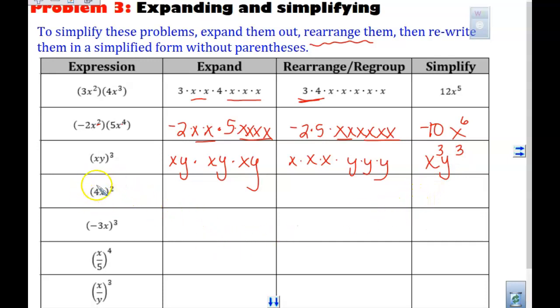Carson, how many x's do I need to write down in that next one? 2. I'm going to put 4x times 4x. I'm going to rewrite that as 4 times 4, putting my numbers and then grouping my like terms, which are my two x's. 4 times 4, if I'm multiplying that, Ben, gives me 16, and then I'm going to have x squared.